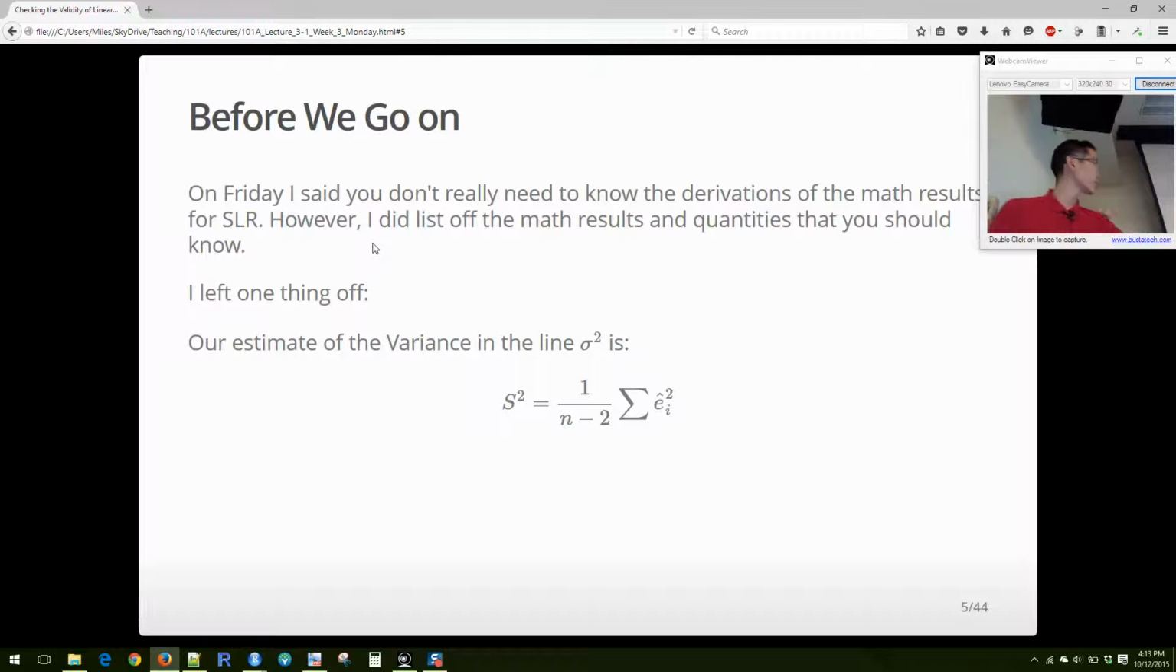Just one thing I want to mention before I go on. On Friday, I said you don't really need to know the derivations and math results for simple linear regression, and I still stand by that statement. I did list off some math results you should know, like ANOVA: sum of squares total can be split into sum of squares regression and residual sum of squares. There's one thing I should have added to that list, and that is our estimate of the variance sigma squared is given by this quantity. The residuals from your model, you square those and add all of those up, and then you divide by n minus 2. That will give you an estimate of the variance sigma squared. So I left that off. This one you should also know.